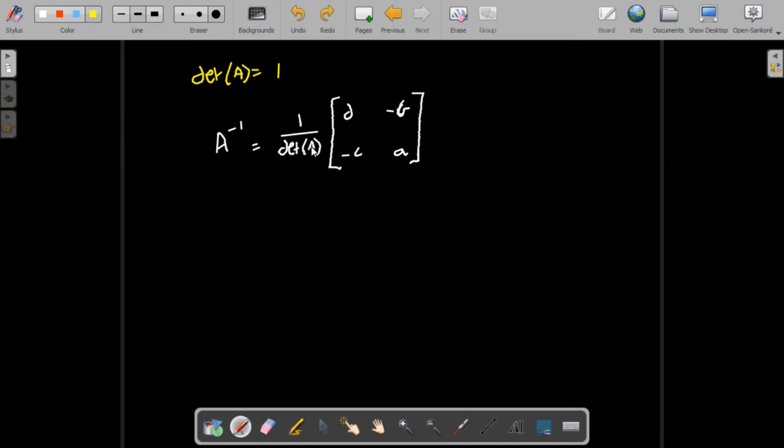So 1 over the determinant times our original matrix A, except we've swapped A and D. So the positions of A and D have swapped, and B and C stay where they are, it's just that they become negative. So we've swapped those two, and these become negative.